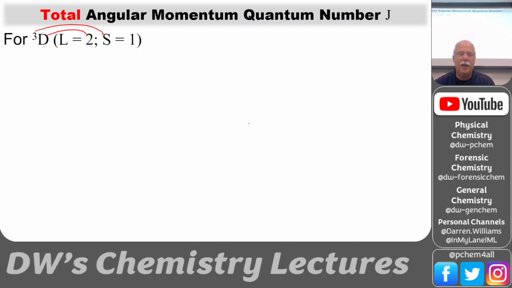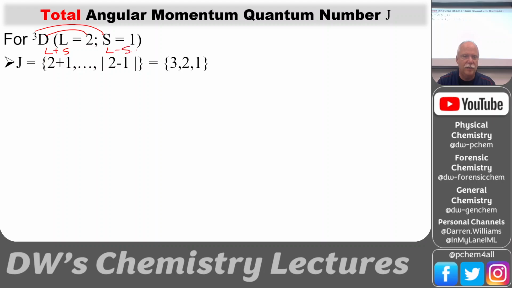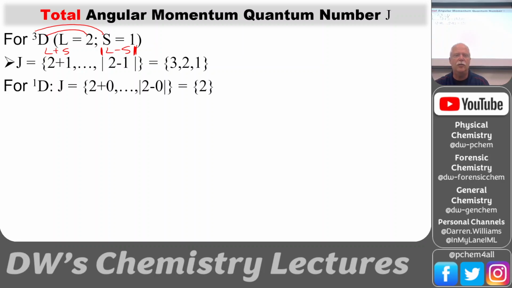So we need to know S and L because J starts out with L plus S, and goes down to L minus S, absolute value. And here the absolute value is going to become important on some of these. Okay. Not on this one, but on some of them. Okay, so our L plus S is 3. Our L minus S is 1. So 2 minus 1 is 1, absolute value. So we go from 3 down to 1. 3 is the maximum value. 3 minus 1 is 2. 2 minus 1 is 1. We've got the whole series of 3, 2, 1. So those are our J values.